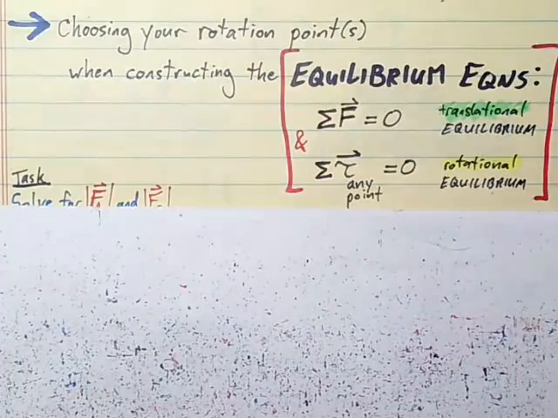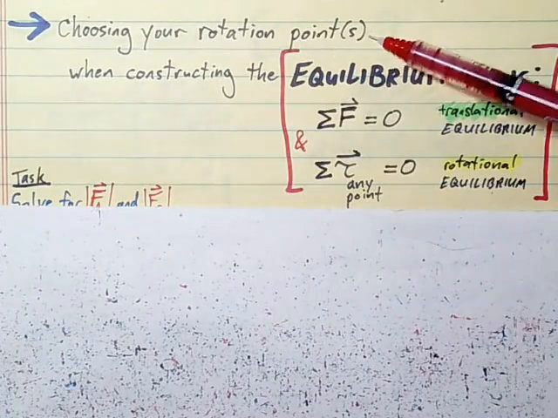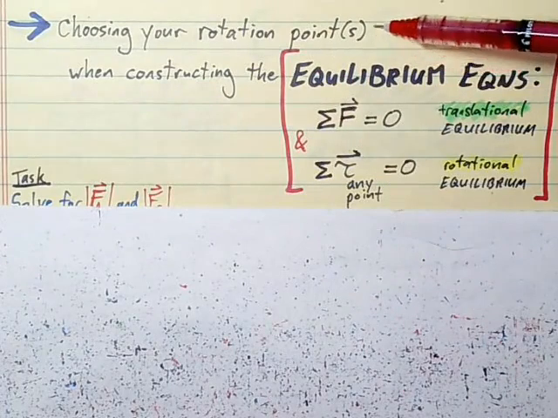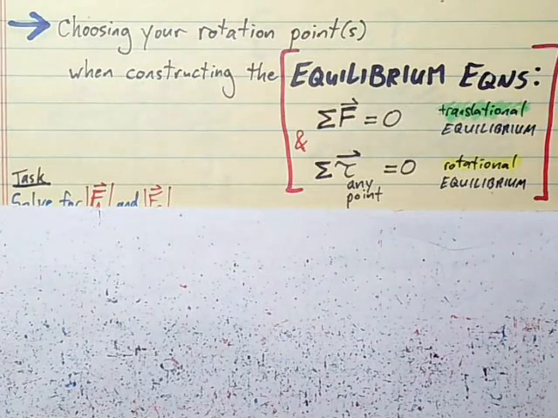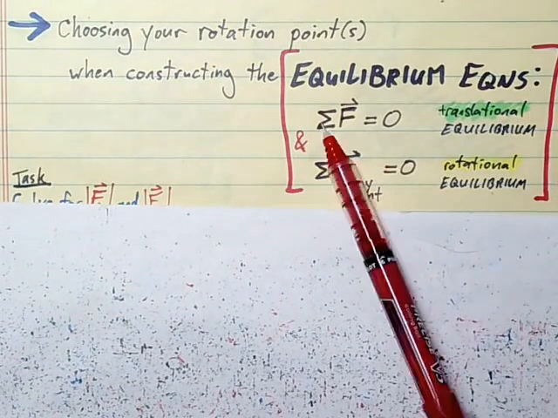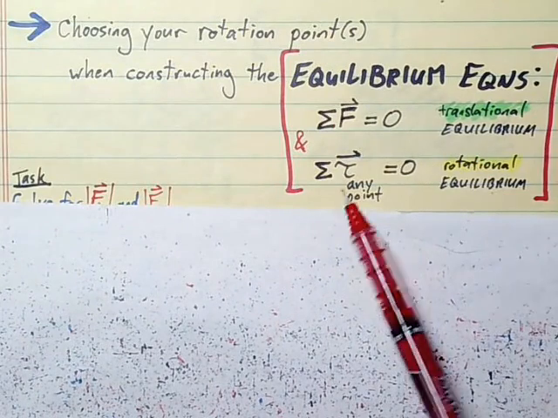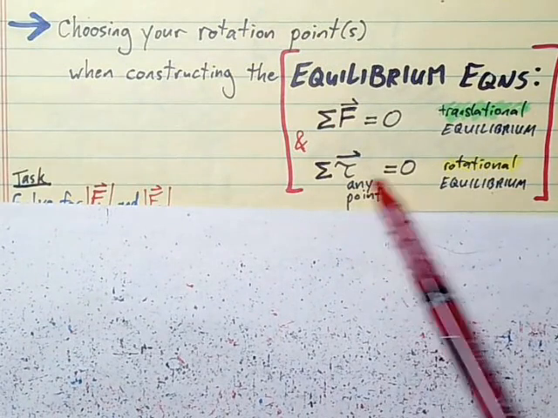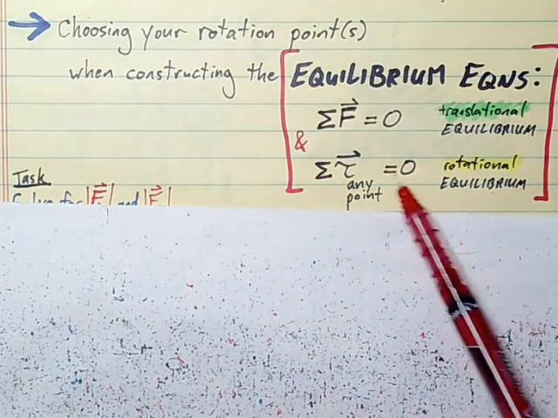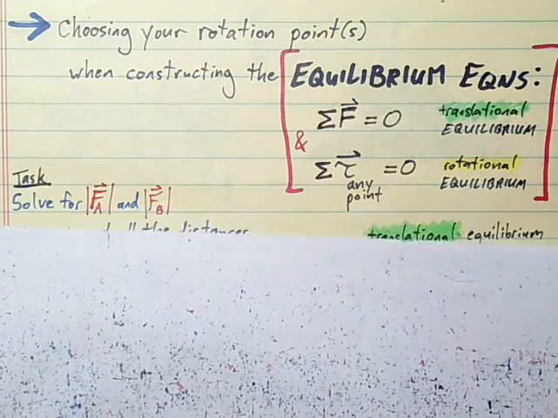Now that we know you are free to choose your point of rotation for a rigid body in static equilibrium, let's discuss why you might choose one point over another. So we want to construct our equilibrium equations for the body. The net force equals 0, indicating translational equilibrium, and the net torque about any point of our choosing also equals 0, rotational equilibrium. So we want to set up these two equations.